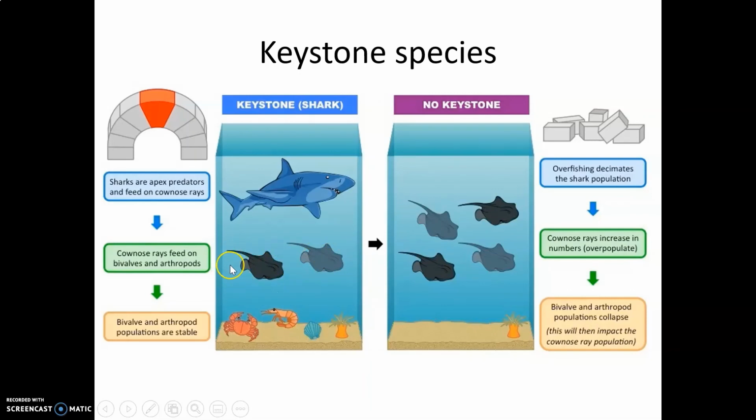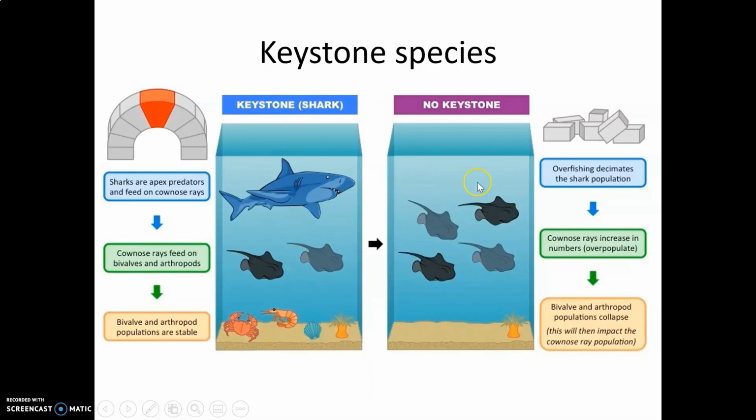So the rays would feed on the bivalves and the different arthropods, and the shark would feed on the rays, and they would sort of keep each other in place so that the population is pretty constant, and there are not too many of those rays here in the middle of the food chain.